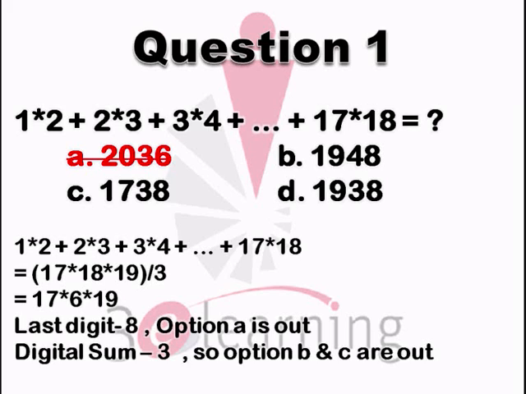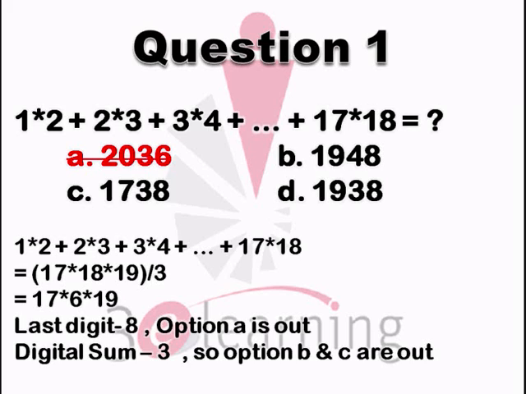The digital sum of 17 is 8, 6 is 6, 19 is 1 plus 9 is 10, 10 again becomes 1 plus 0 is 1. So the digital sum of 17 is 8, 6 is 6 and 19 is 1. If we multiply 8 into 6, it becomes 48. By adding 4 and 8, we will get 12. Again 1 and 2 becomes 3.